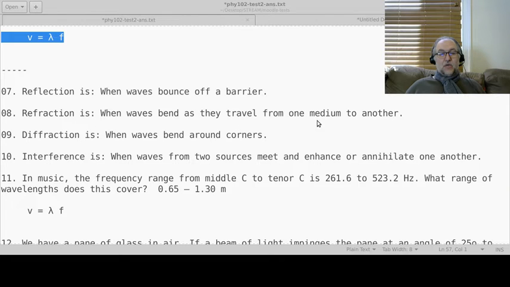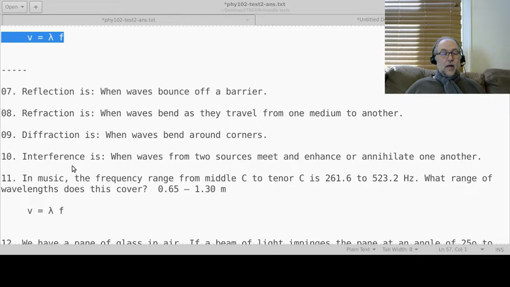Refraction is when waves bend as they travel from one medium to another. If you have a material like air and water, the speed of light is different in those two materials, and the rays of the waves will actually bend as they travel from one to the other. Diffraction, not to be confused with refraction, which is also a bending, is a bending of waves around corners, not because it's going from one medium to another. It simply encounters a barrier, and there's an edge to the barrier.